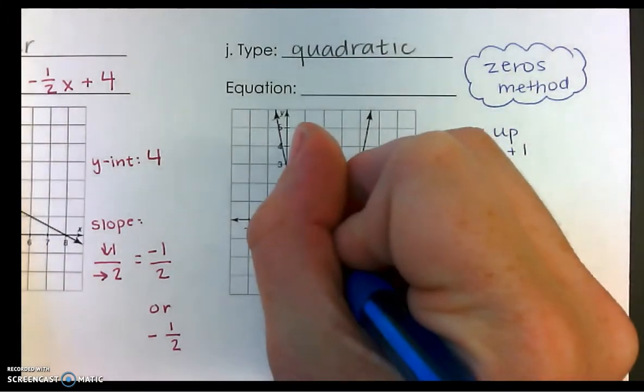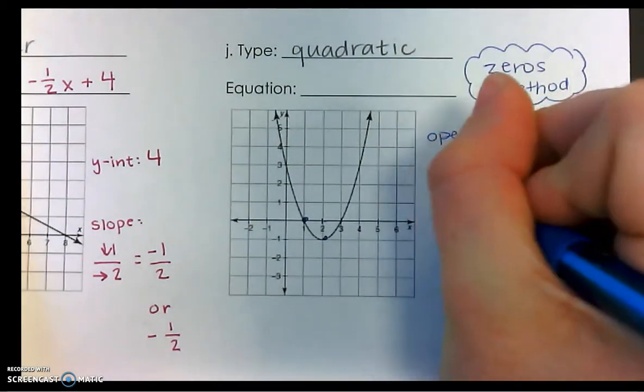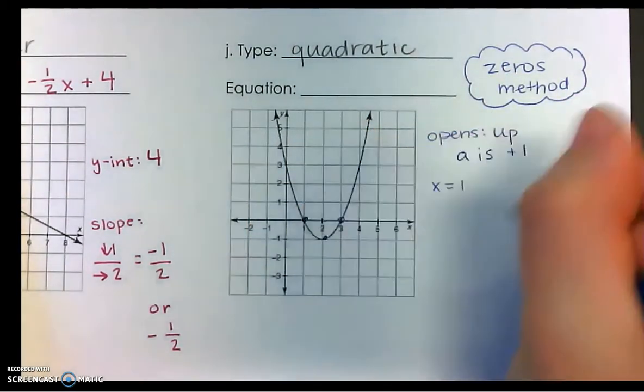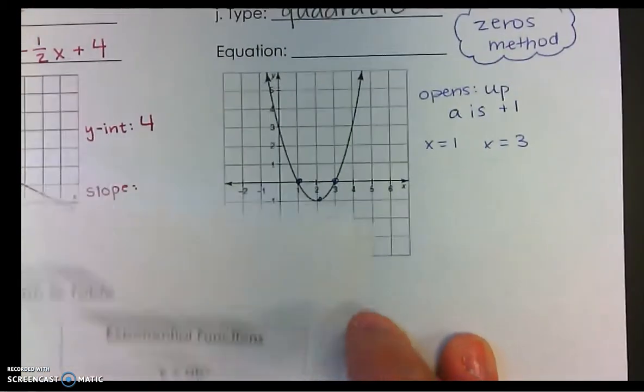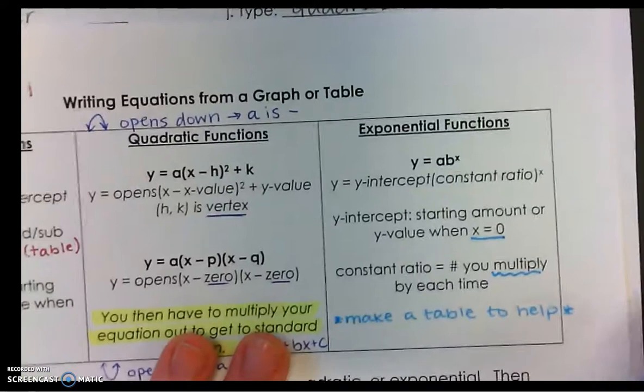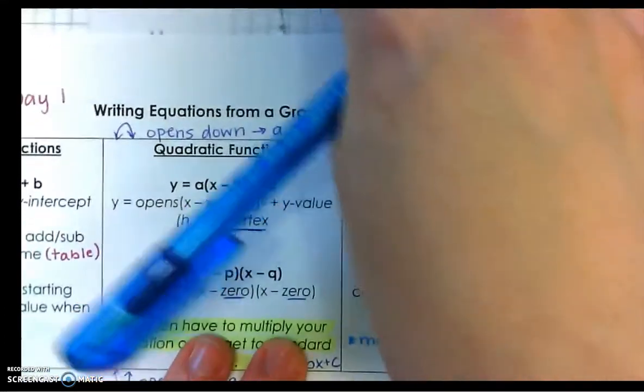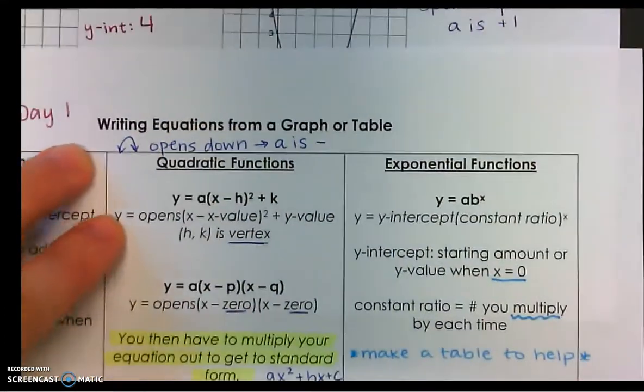Now my zeros here are x equals 1 and x equals 3. So if I look back to these little notes, it tells me, let's see if I can fit them both on one page.